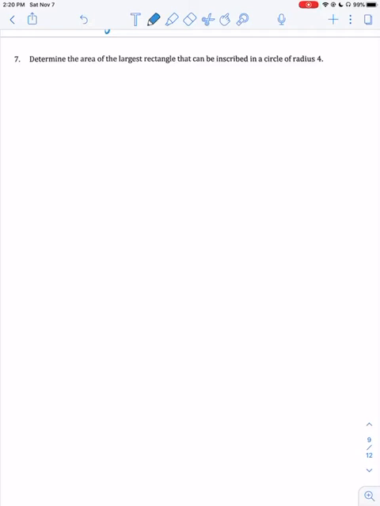So these ones can be tricky, but once you see it once, it's not too bad. So what does this mean, first of all? Well, if you have a circle and you inscribe a rectangle, that means the rectangle's corners are lying on the circle. This is obviously not drawn very well.